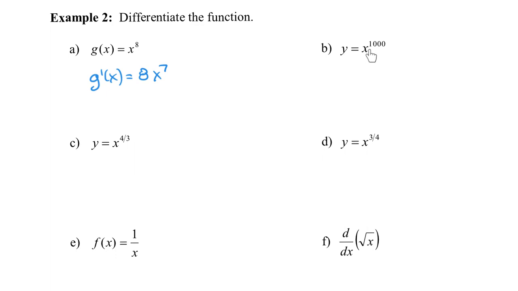Uh-oh, this one's going to be tough. 1,000? Are we ready for that one? This one would be quite a handful doing the limit definition of a derivative, but we don't need to. We have the power rule, so it's really easy. So if y equals x to the 1,000th, and we differentiate, we get y prime equals 1,000x to the 1,000 minus 1, which would be x to the 999.